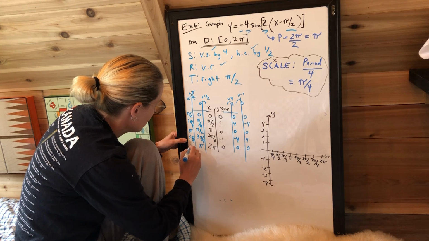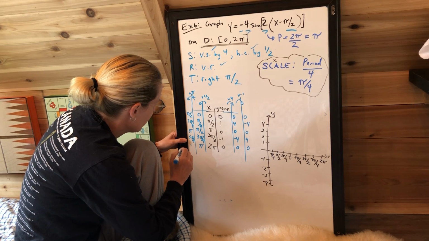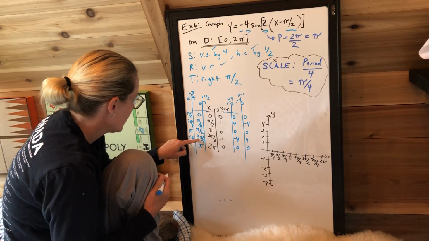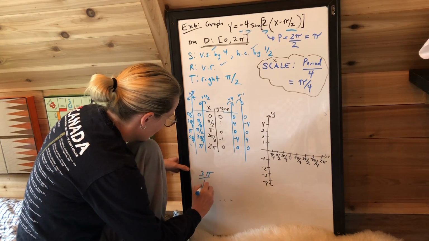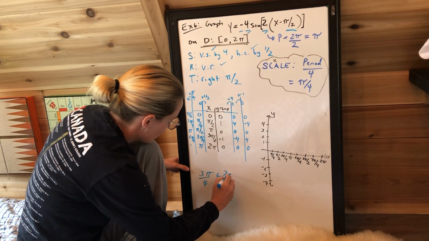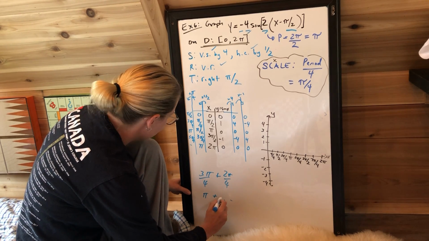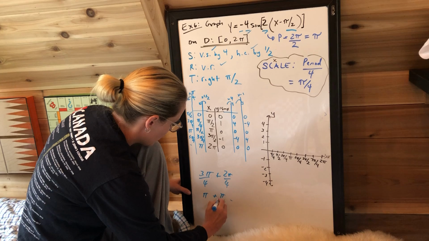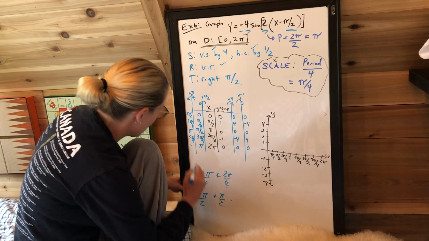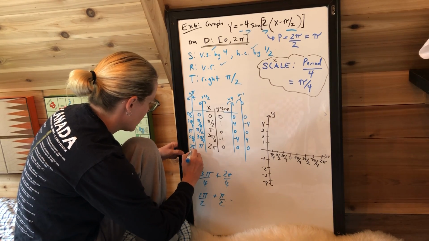4, 5. What the heck? Did I do this one right? 3 pi by 4. Add half a pi, which is 2 pi by 4. Yes, 5 pi by 4. Now this one, pi plus pi by 2, it's 3 pi by 2. Good. 3 pi by 2.